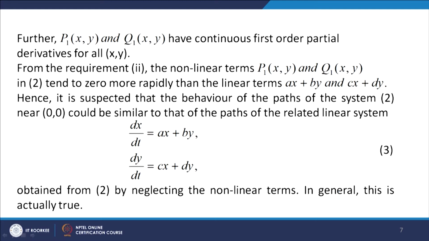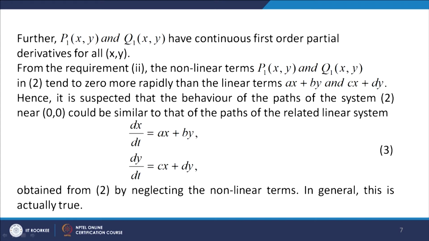From requirement 2 on p1(x,y) and q1(x,y), that they tend to 0, p1(x,y) over q1(x,y) divided by under root x square plus y square tend to 0 as (x,y) tends to (0,0). It means that they tend to 0 more rapidly than the linear terms ax plus by and cx plus dy.